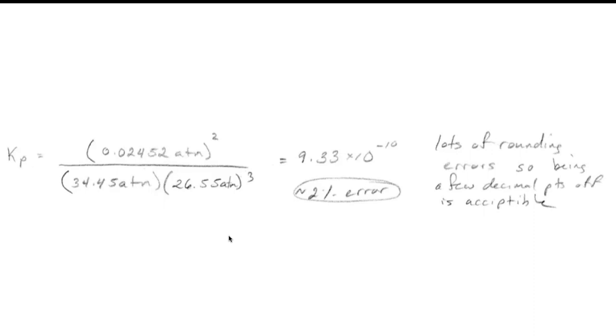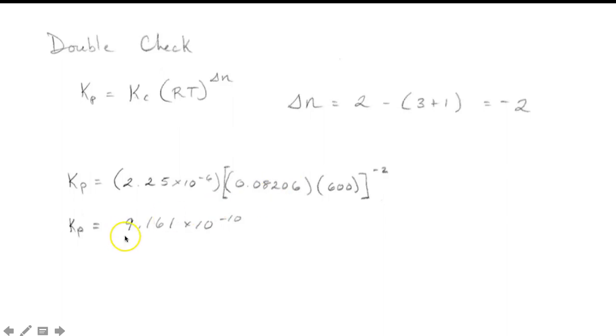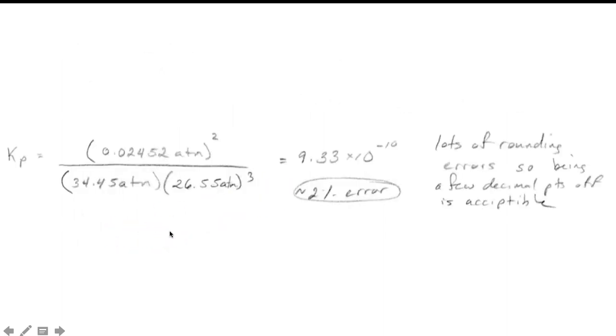So let's plug in our actual values. All I've done here is take the partial pressure of ammonia raised to the 2nd, all divided by the partial pressure of nitrogen and hydrogen raised to the 3rd. We plug that all in. We get about 9.33 times 10 to the -10th. We're comparing that to 9.161 times 10 to the -10th. I already alluded to that we'd have a lot of compounded error based on the fact that we've applied significant figures several times throughout the process. So lots of rounding errors, so being a few decimal places off is acceptable. And in total terms of error, it's only about 2% error, which is pretty reasonable.